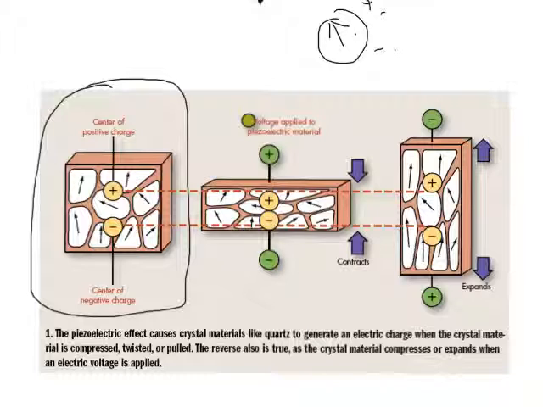Because if you change this positive and negative terminal continuously, even 20,000 times a second, you can get the crystal to vibrate, to contract and expand 20,000 times per second. So you generate a vibration, which is at an ultrasound frequency.